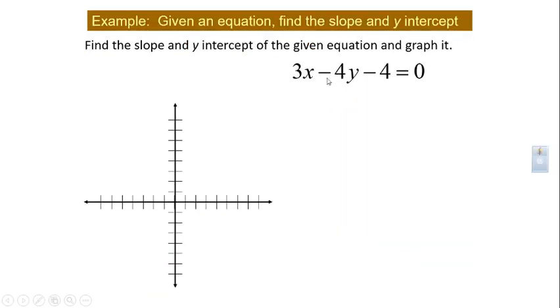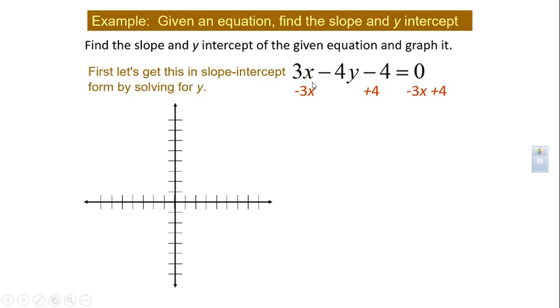If you have an equation in general form or standard form, this is technically called general form because all the variables and numbers are on one side and 0 on the other side. All you have to do to get the slope and the y-intercept of the line is to solve for y. So we're going to get y by itself. I add 4 to both sides and I subtract 3x from both sides. Then I divide both sides by the coefficient of y, in this case -4.